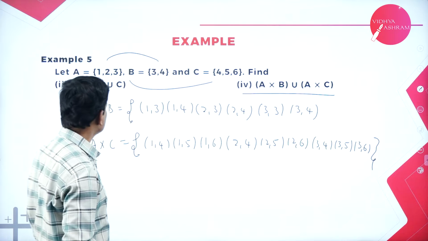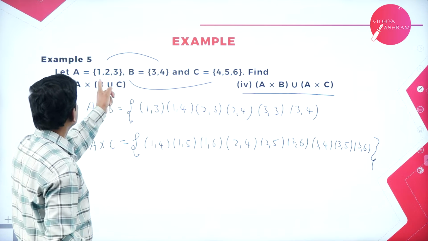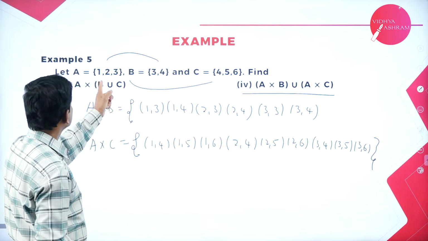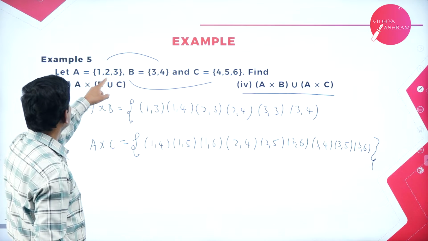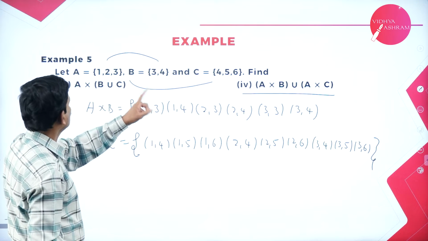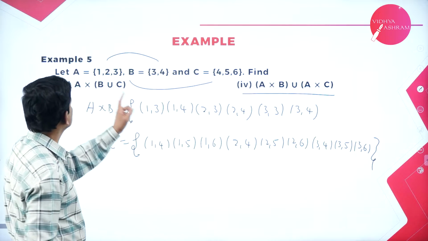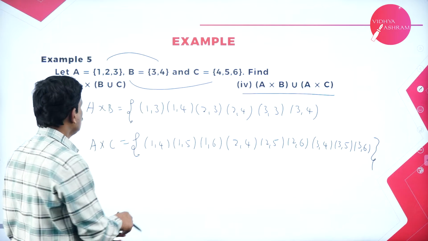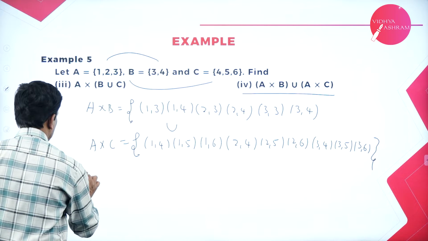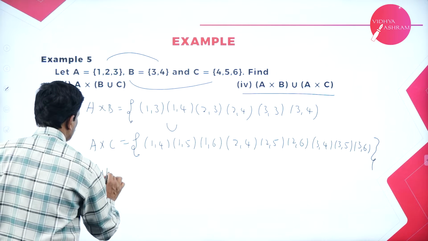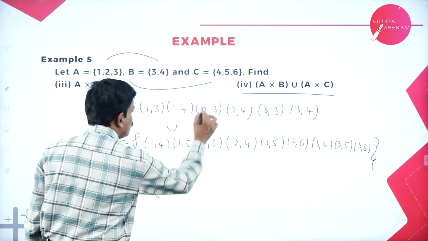Okay, these are the elements of A cross B and A cross C. See, A cross B, A and B: (1, 3), (1, 4), (2, 3), (2, 4), (3, 3), (3, 4). A cross C, A is 1, 2, 3, C is 4, 5, 6: (1, 4), (1, 5), (1, 6), (2, 4), (2, 5), (2, 6), (3, 4), (3, 5), (3, 6). Now the union of these two. So now, therefore, A cross B union A cross C, the union of these two.